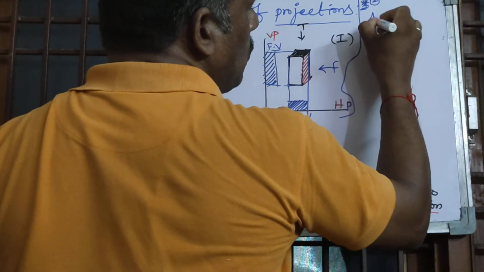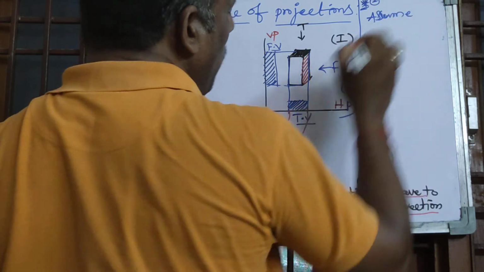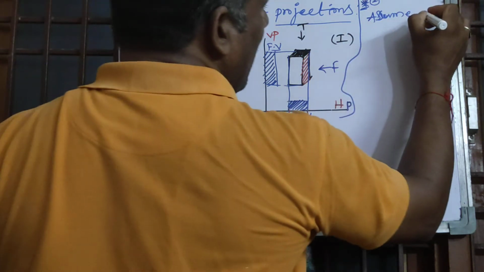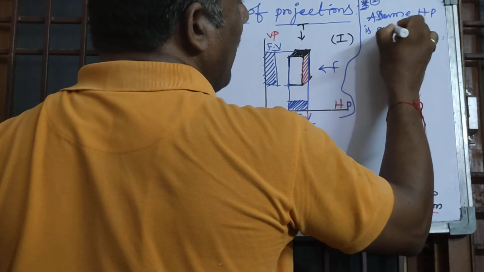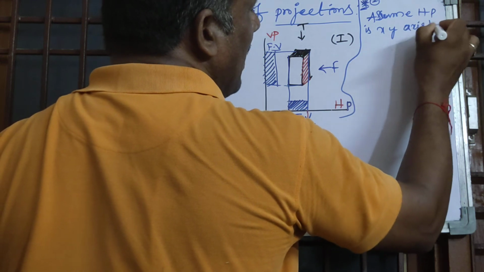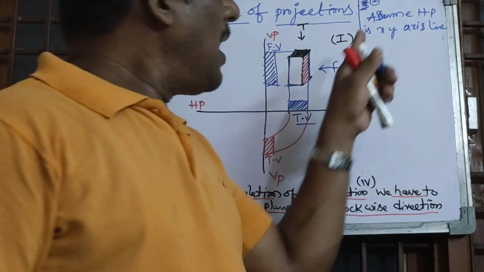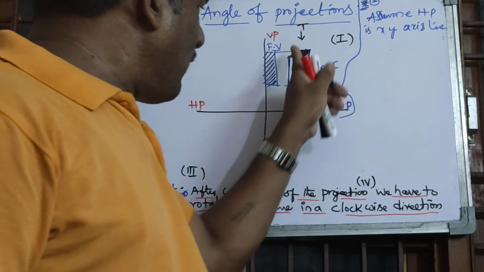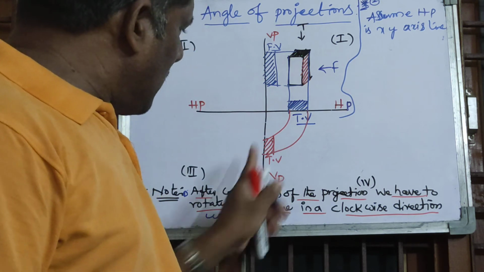Assume horizontal plane is XY axis line. What is the meaning of this? After completion of the projection, we have to apply note 1, and this is also over.